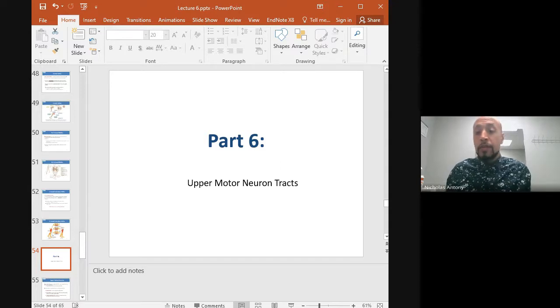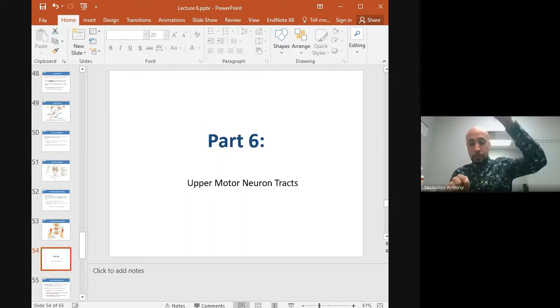Yeah, so the reflexes are just an interaction between the lower motor neuron and interneurons in the spinal cord, and that stays at that level, whereas the upper motor neurons are coming from above.